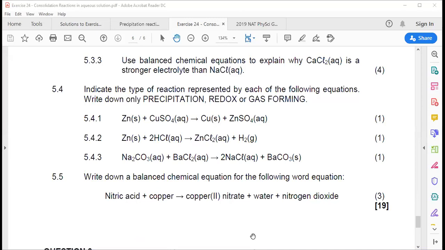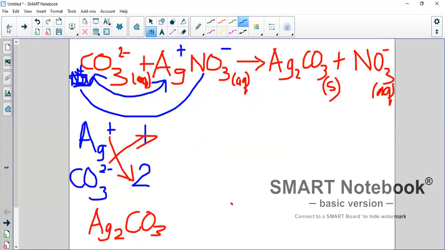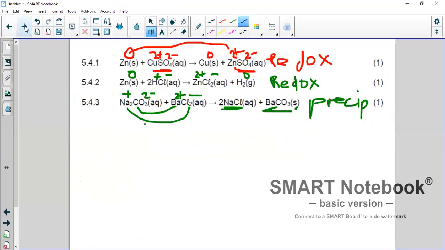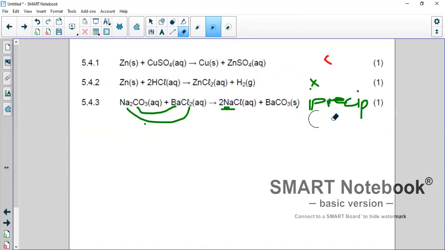Let me just share this. I think I have it somewhere here. So basically what am I going to say here? I'm going to look at this, my zinc, let me rub this. So we start.